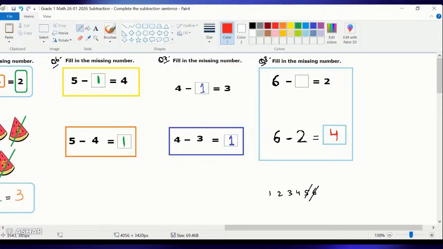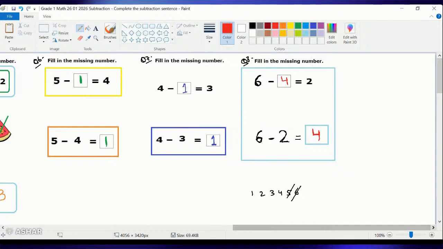That means if 6 minus 2 was 4, then 6 minus 4 should also be equal to a 2. Agreed? Okay. Do we agree here? Okay, if we agree, I'll move on to the next. Okay, let's see.